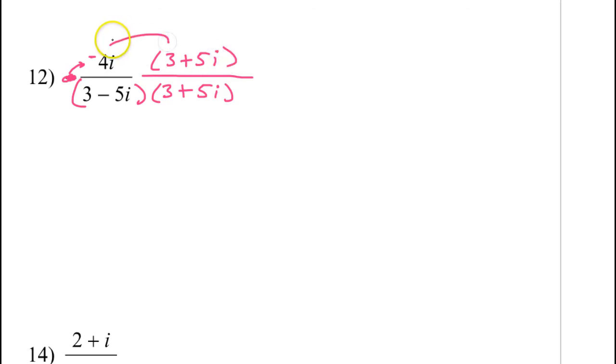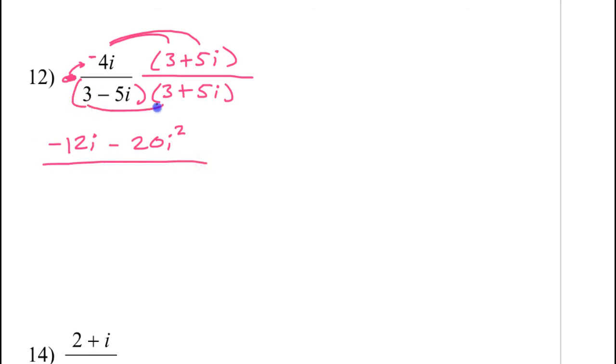Now in the numerator, this is simple because all I have to do is distribute the negative 4i. So I am going to get negative 12i minus 20i squared.